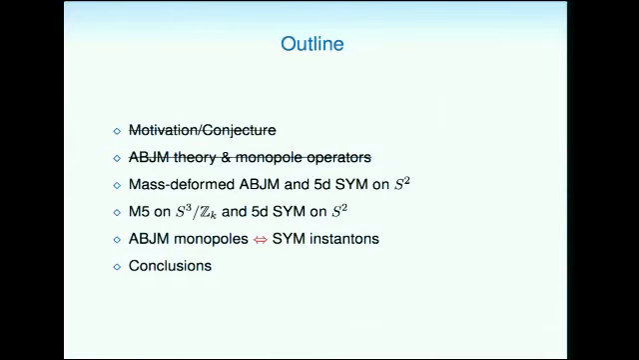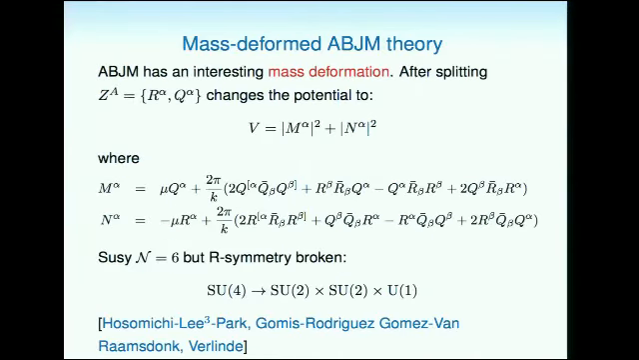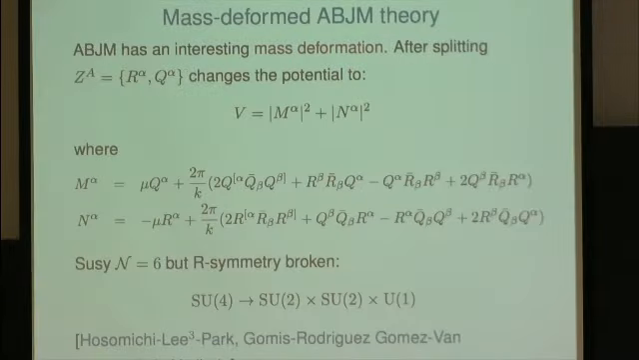Okay, so it's time now to move on to the mass-deformed version of ABJM and see how this is related to 5D Yang-Mills on S2. ABJM has an interesting mass deformation. You can introduce this mass deformation by taking the 4 complex scalars of ABJM and splitting them into 2 sets. Let's call these R and Q.